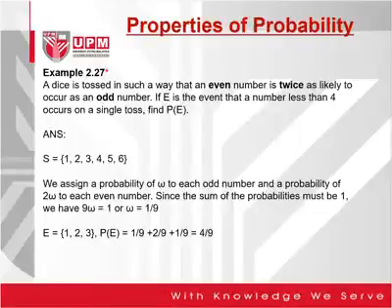So if the question asks, if E is the event that a number less than 4 occurs on a single toss, less than 4 means 3, 2, 1. So it's 1 for 3, 2 for 2, and 1 for 1. That's 4. So 4 divided by 9, and the answer for this example is 4 over 9.